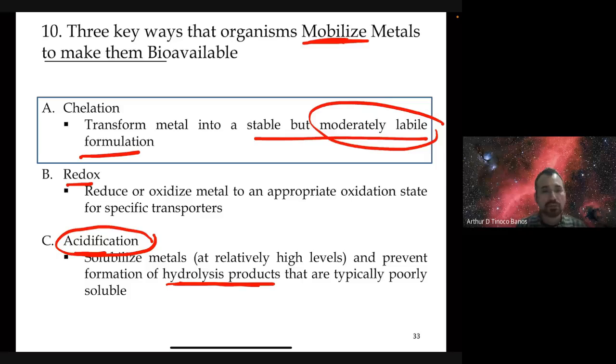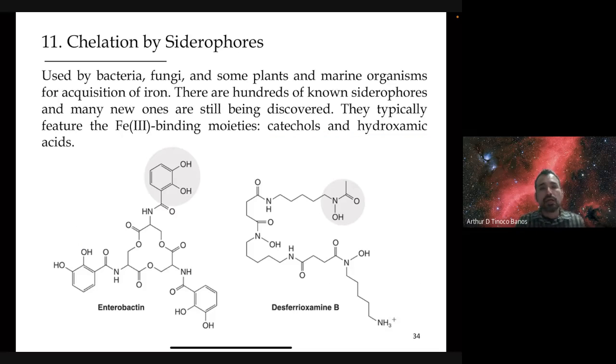We're going to focus on this idea of chelation, but we're actually going to see these three processes as we make discussions of mobilization of metals in general. Chelation. All right, so here we're looking at certain biomolecules that are well-known chelators known as siderophores. Okay, and so these are used by bacteria, fungi, and some plants and marine organisms for acquisition of iron. There are hundreds of known siderophores, and many new ones are still being discovered.